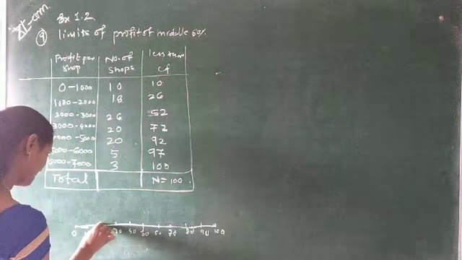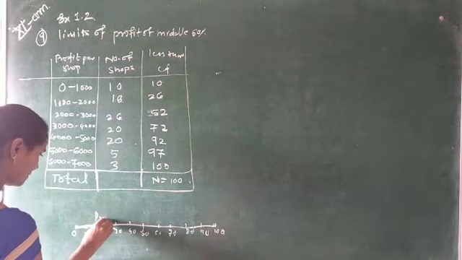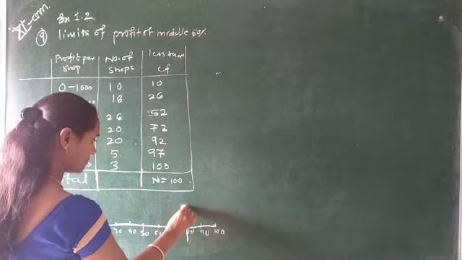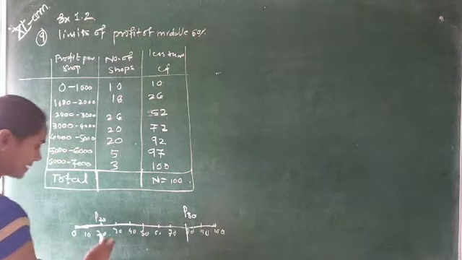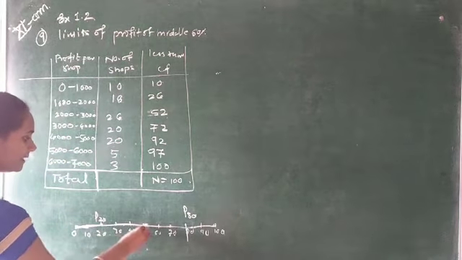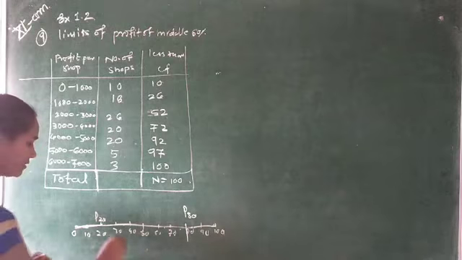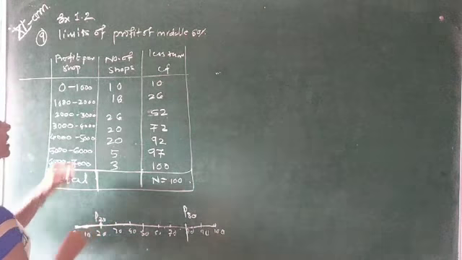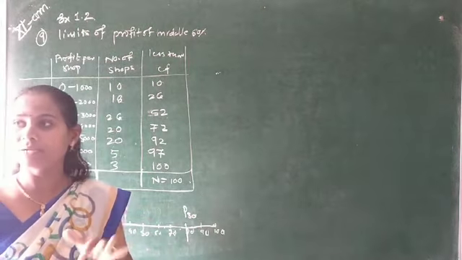So this is P20 and this is P80. Middle 60%. So 10, 20, 30, 40, 50 and 60. So here we have to find the limits of middle 60%.